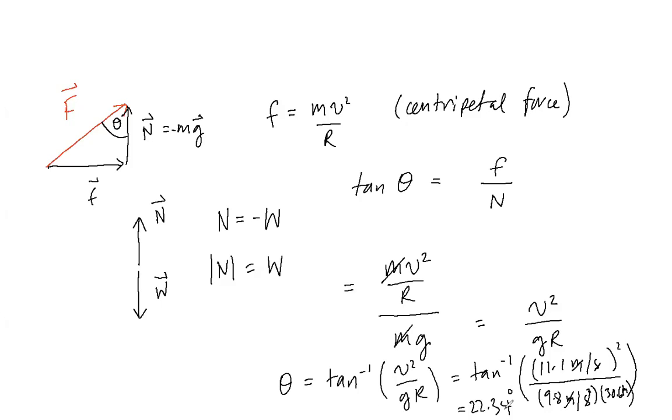Okay, so when you're taking a turn, the important thing to remember is that it is the force of static friction that is providing the centripetal force that you need in order to navigate the turn. Okay, it's always going to be the force of static friction that is providing the centripetal force.